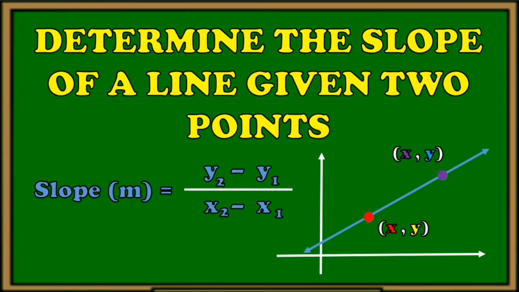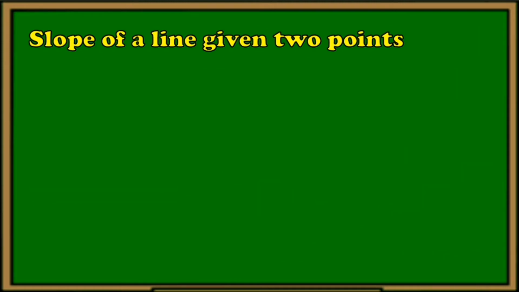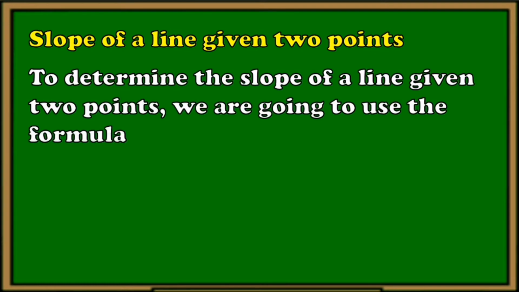Good day, everyone. Today, we're going to talk about how to determine the slope of a line given 2 points. To determine the slope of a line given 2 points, we're going to use the formula m is equal to y sub 2 minus y sub 1 all over x sub 2 minus x sub 1. M here is the slope.